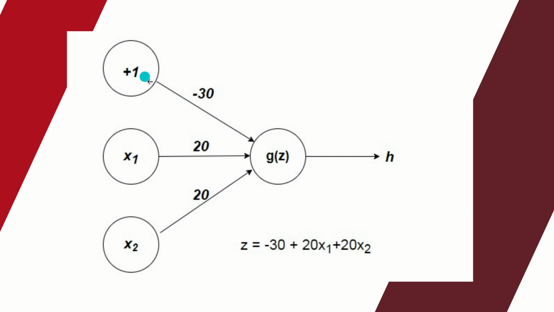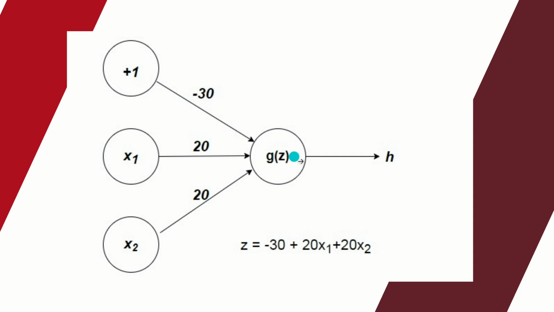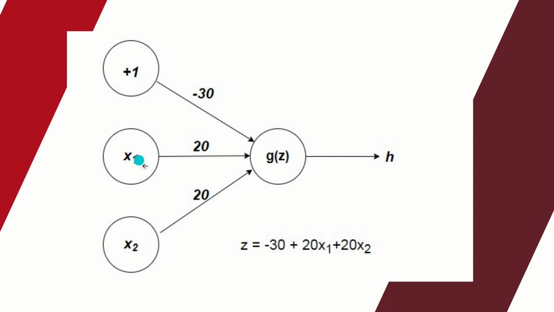So over here, if you do -30 into +1, you get -30, which is written over here. x1 into 20 is 20x1, x2 into 20 is again 20x2. So g of z is just doing summation. So it's pretty basic neural network, like I said. And finally this equation is your output. Now once you provide values for x1 and x2, you will get a constant value out over here.